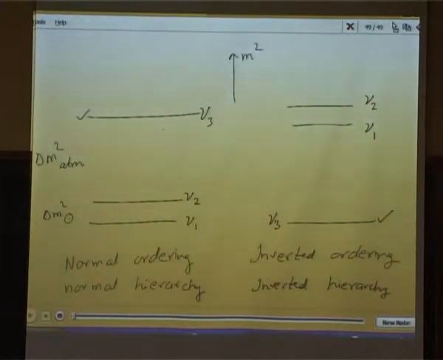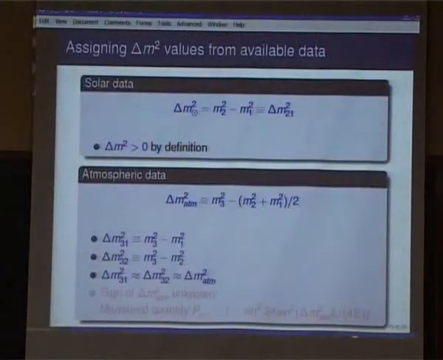Again, you will see many conventions in literature, but this is a good one. M3 1 square by definition is M3 square minus M1 square. M3 2 square by definition is M3 square minus M2 square. And we can always say that delta M square 3 1 is nearly equal to delta M square 3 2. So therefore, we know the magnitude of delta M squared for atmosphere. It's some 2 times 10 to the power minus 3. What we do not know is the sign of delta M squared for atmosphere.